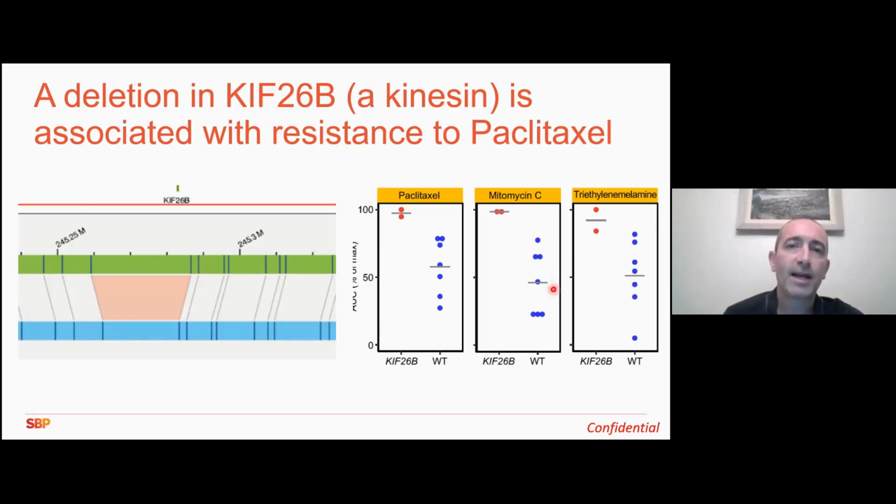So it was gratifying to see that the 2 samples that had a deletion in this kinesin were resistant to a microtubule targeting agent, paclitaxel. They're also resistant to mitomycin C and triethylenemelamine. And I'm not really going to discuss it today, but I'm just going to allude to it. We also study other diseases other than leukemia. And in 3 of our childhood brain cancers, we have also found a deletion in KIF26B or its homologue KIF26A.